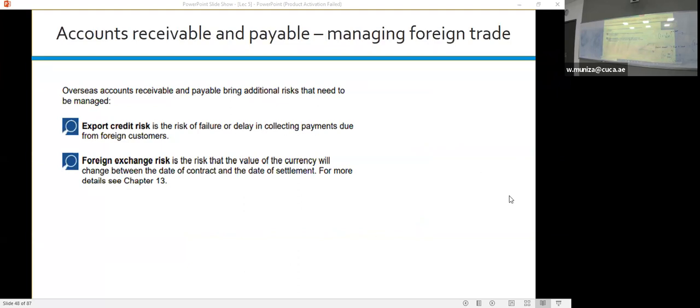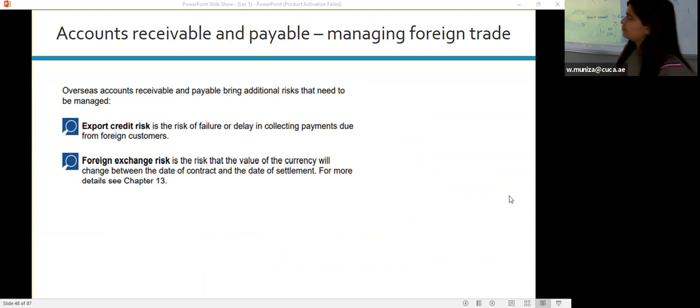Now students, there is a theory portion over here only. This is about managing foreign trade. This is only for theory. Practical numericals are not there. Overseas accounts receivables and payables bring additional risks that need to be managed.